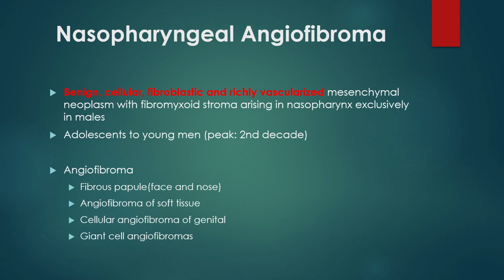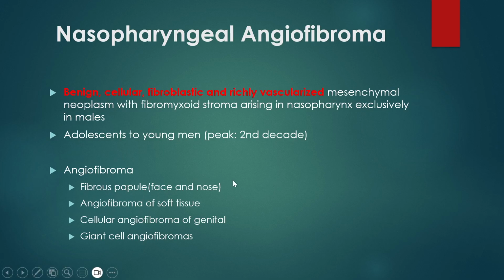you must figure out that we have at least four entities with the name angiofibroma besides nasopharyngeal angiofibroma. The first one is fibrous papule. We usually use this term for lesions of the face and nose in dermatopathology. And then the other one is angiofibroma of soft tissue. This kind of angiofibroma is a deeper soft tissue mass, characterized by tons of vessels.